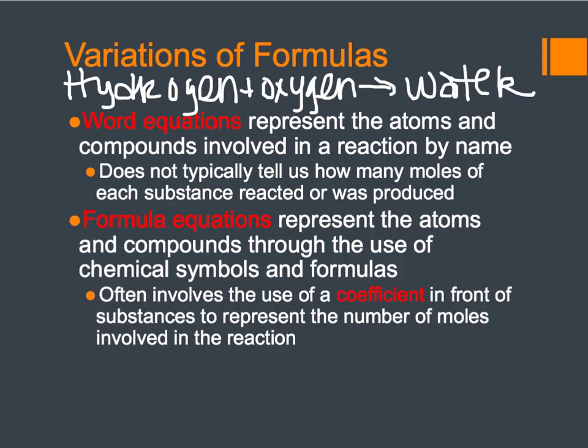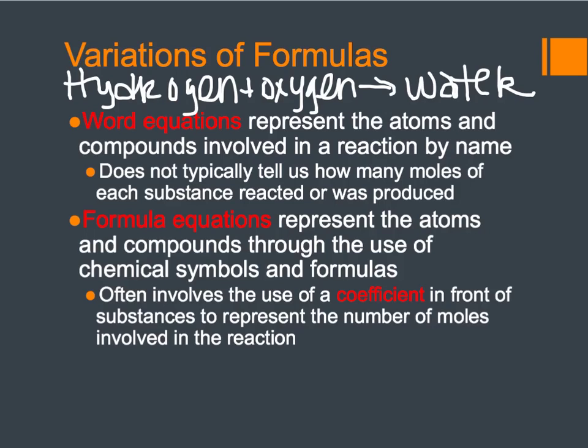The drawback or the limitation of word equations is that it doesn't usually tell us the ratios of the components. It's sort of like saying, sure, you can make chocolate chip cookies, you just need sugar and milk and eggs and flour and vanilla and chocolate chips, and then you'll have cookies. Well, that doesn't do you a lot of good if you actually want to make the cookies because you don't know how many of each thing to use.